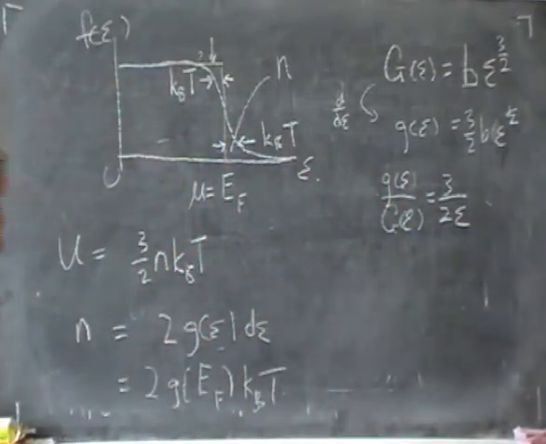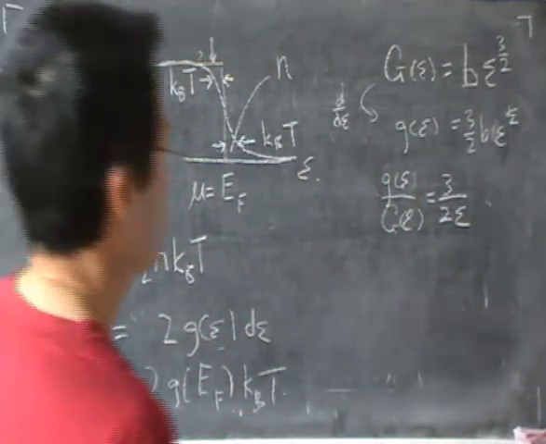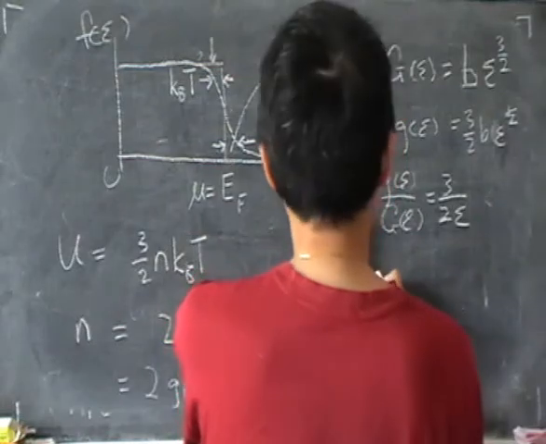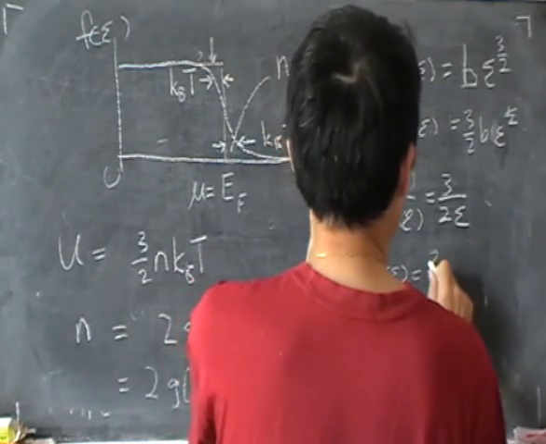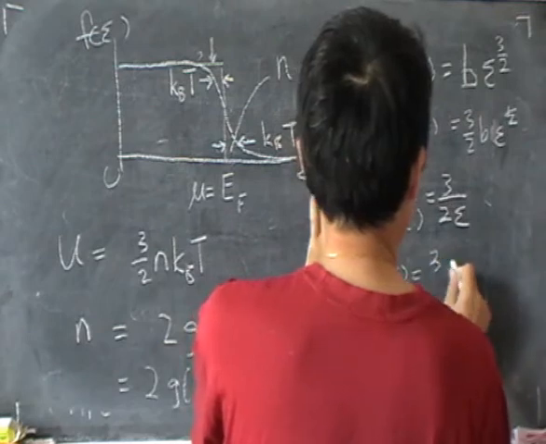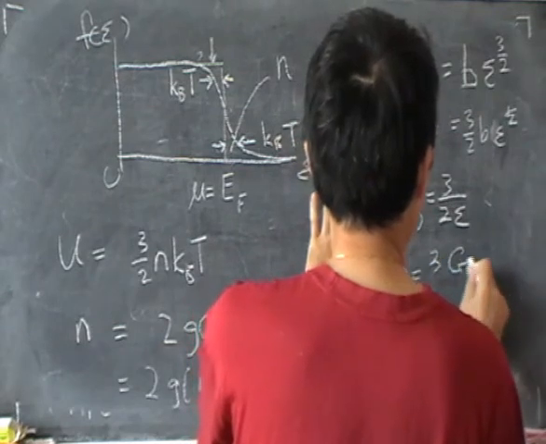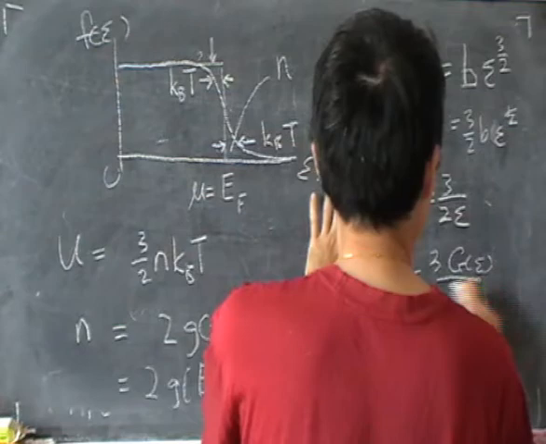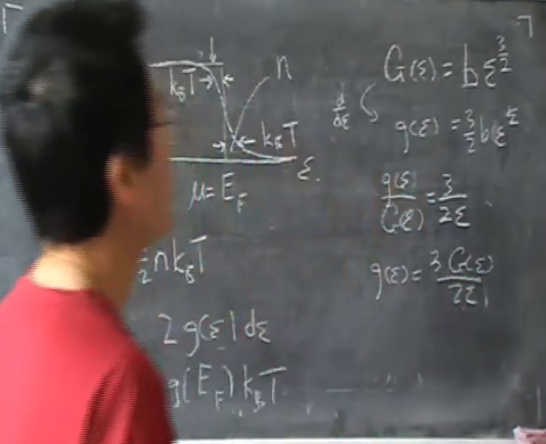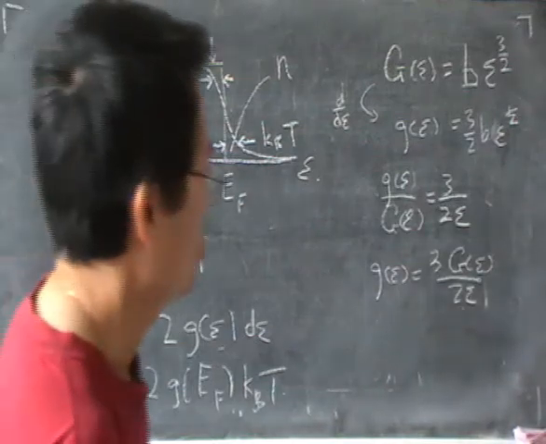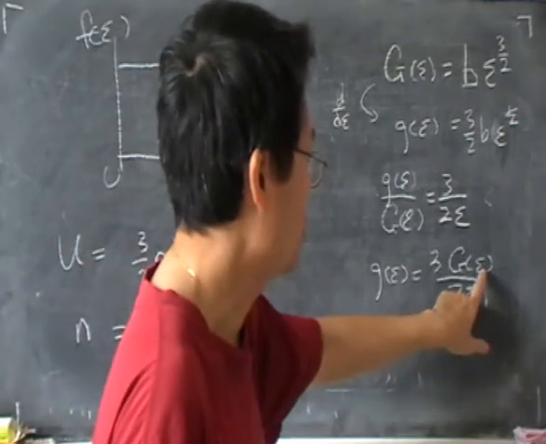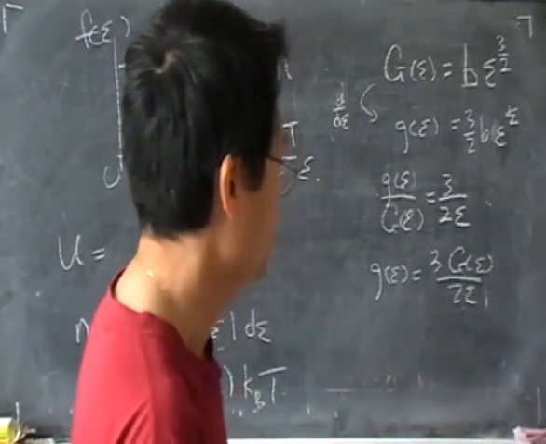Alright, I have this expression here. So therefore, g(E) is equal to 3 big G(E) over 2E. Now at this stage, we can make use of the property of the Fermi energy.